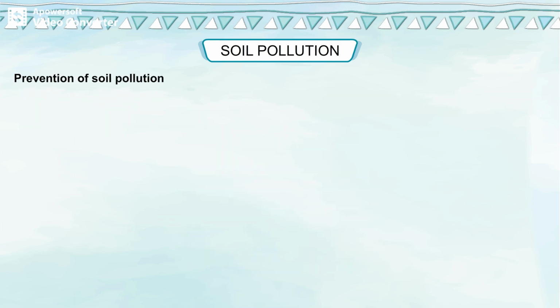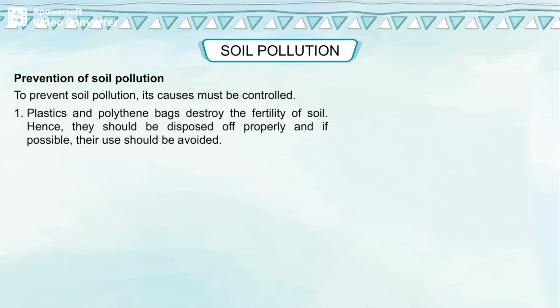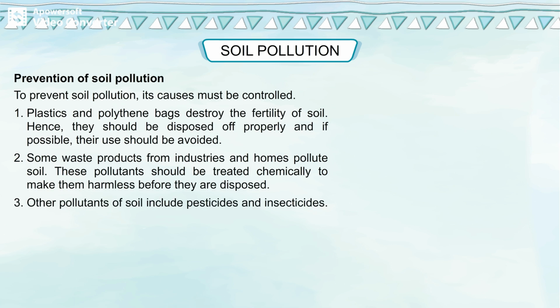Prevention of soil pollution. To prevent soil pollution, its causes must be controlled. Plastics and polythene bags destroy the fertility of soil. Hence, they should be disposed of properly and if possible, their use should be avoided. Some waste products from industries and homes pollute soil. These pollutants should be treated chemically to make them harmless before they are disposed. Other pollutants of soil include pesticides and insecticides. Therefore, excessive use of these substances should be avoided.